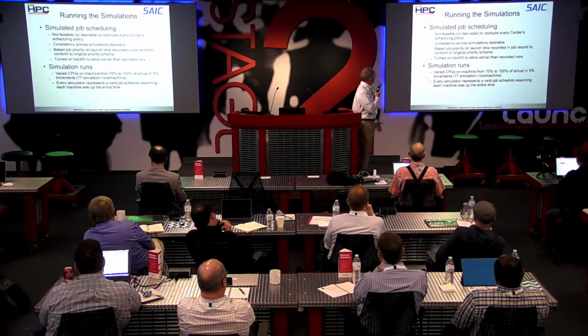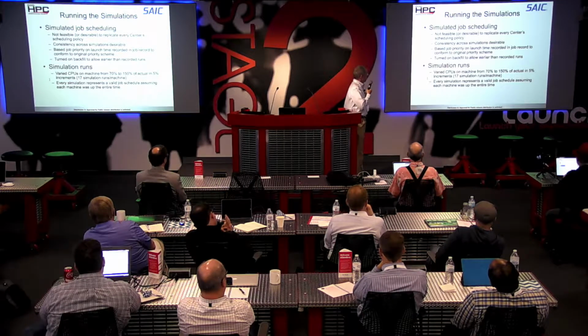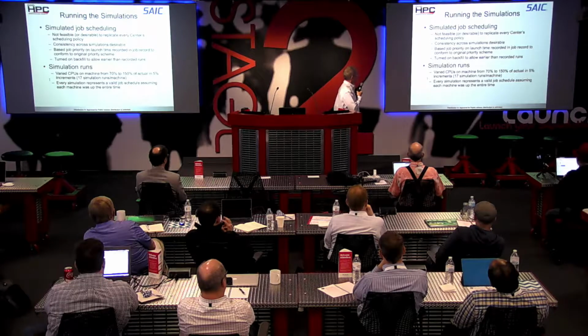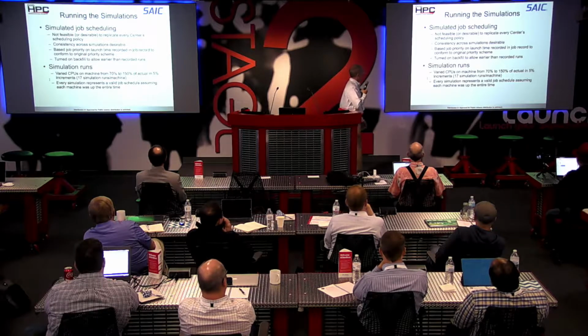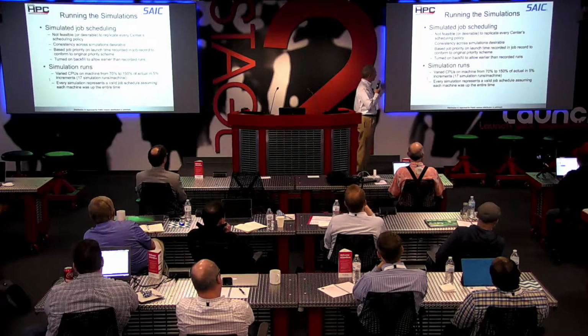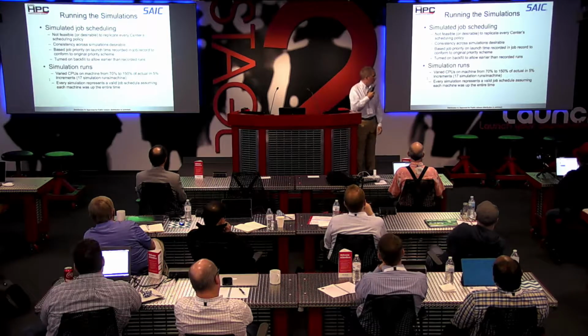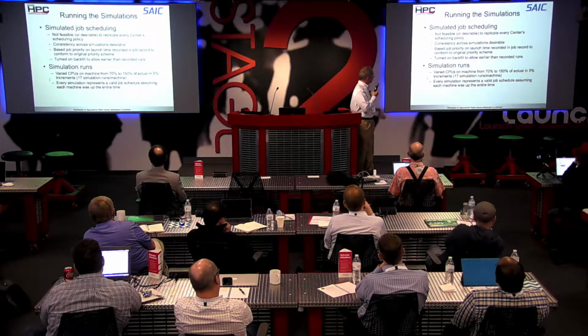So this is a way of enforcing the job launch order on the simulator. And also we turned on backfill to allow earlier than recorded runs. And the simulation runs, we varied the number of CPUs on each of the machines from 70% to 150% of the actual number of CPUs in 5% increments, so there were 17 simulation runs per machine.